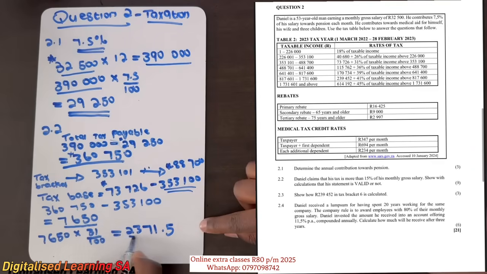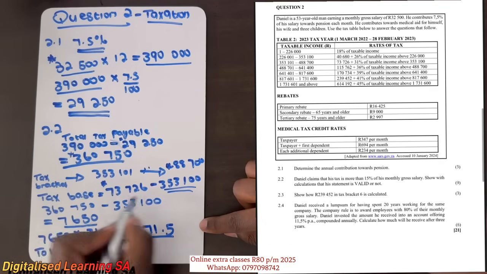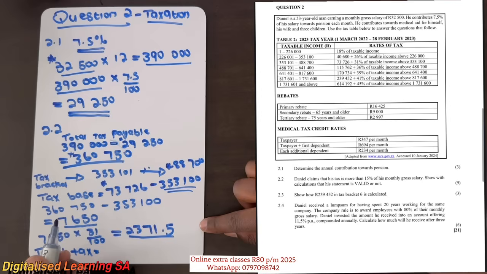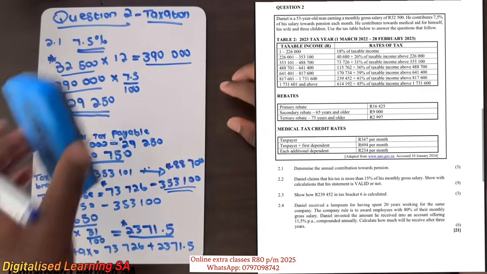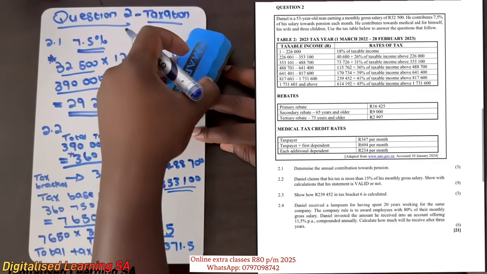Okay, so now we need to calculate our total tax. Our total tax will be the base tax, the one that has already been calculated for us, and the one that we have calculated. So it's 73,726 plus 2,371.5.